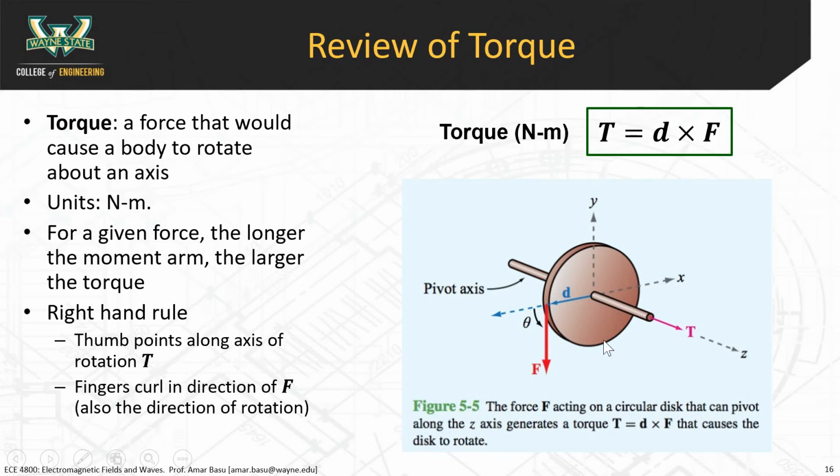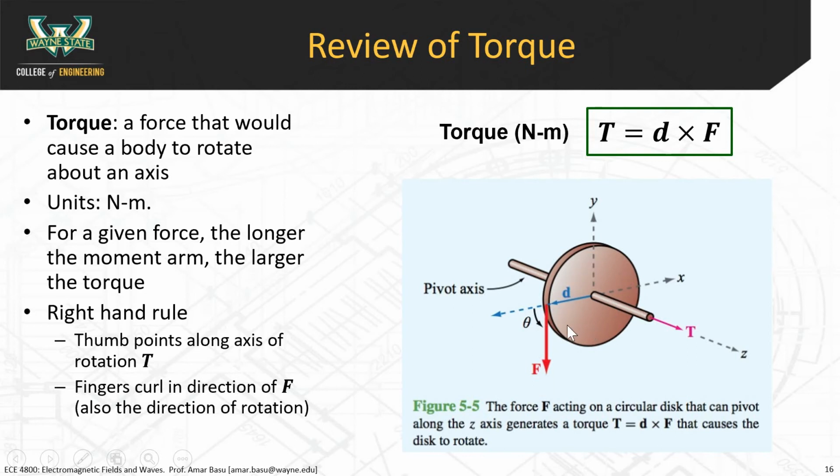Okay, and the right-hand rule you can think about is that your thumb is going to point in the direction of the axis of rotation, and your fingers are going to curl in the direction of motion. So you can imagine your thumb is pointing out this way, and your fingers are curled in a counterclockwise direction like this. Okay?